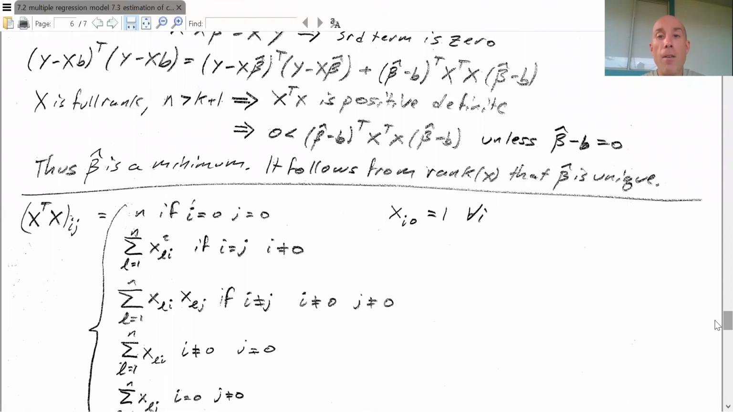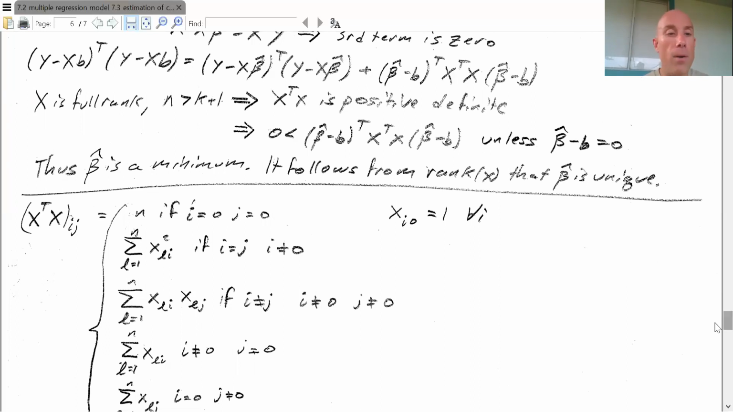Now, something that's nice about this, since we're working in finite dimensions, and if you take a topology class and work out some of these details, you'll know that from the work that we just did, it comes out for free that the beta hat is unique. The minimization is a unique value when we have full rank matrices and we have more data than we have coefficients.